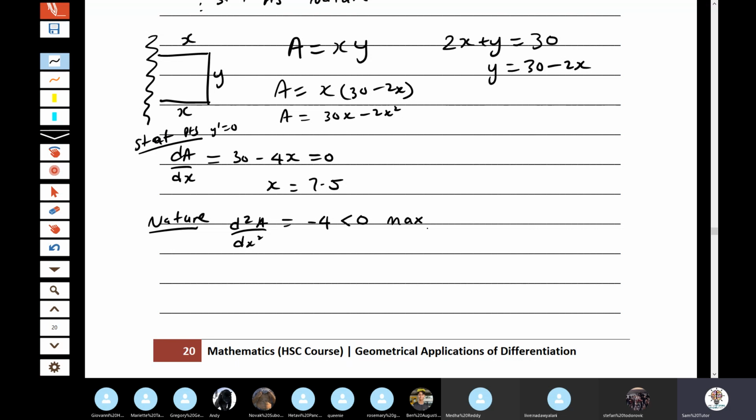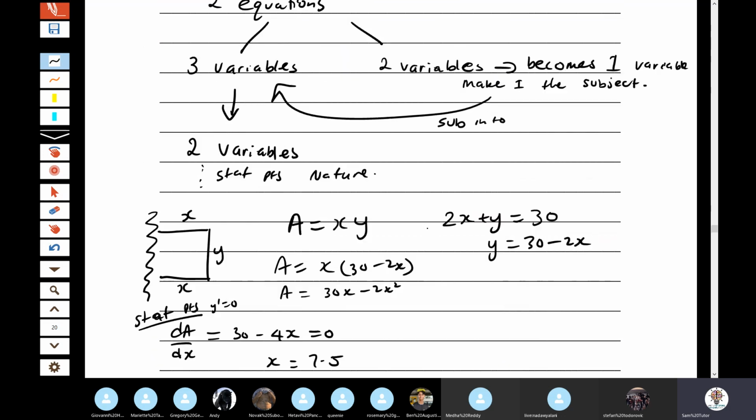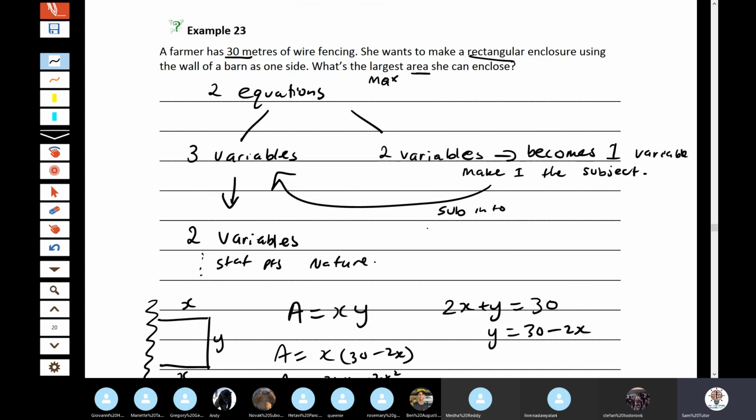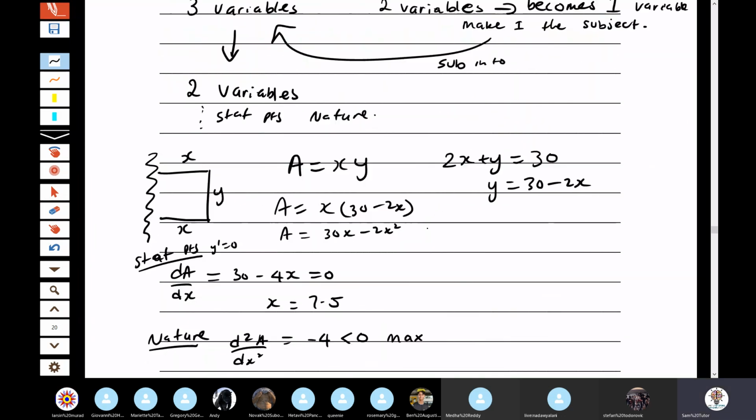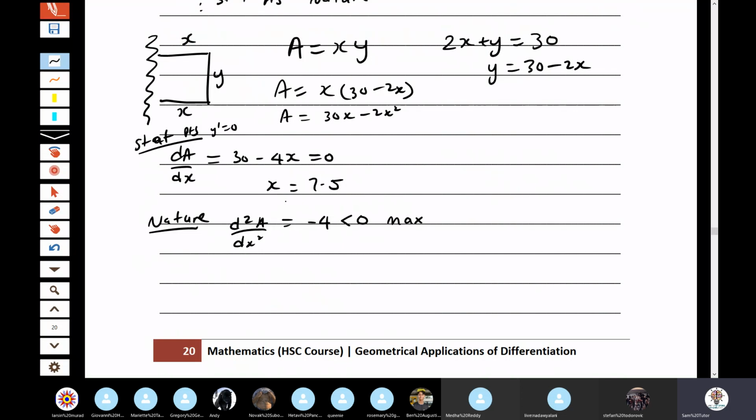You said sub it in. No, just answer the question. So that's perfect at this stage, usually. Just go back and reread the question. Have you answered the question? What did the question ask? What is the largest area? I didn't find area. I found when that would occur, which is x. I didn't find the actual largest area. So therefore, largest area equals 30 times 7.5 minus 2 times 7.5 squared. Just sub in x into your area formula.